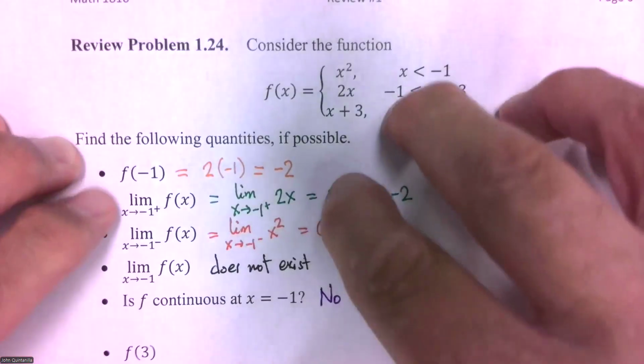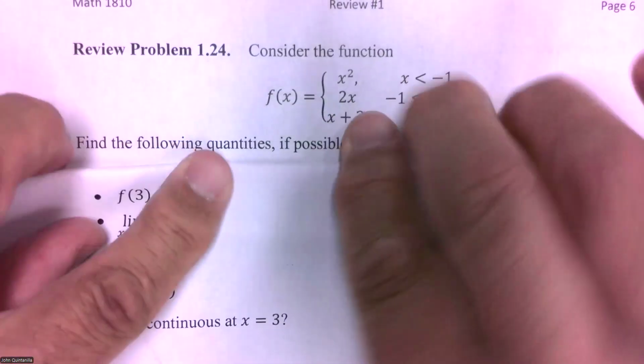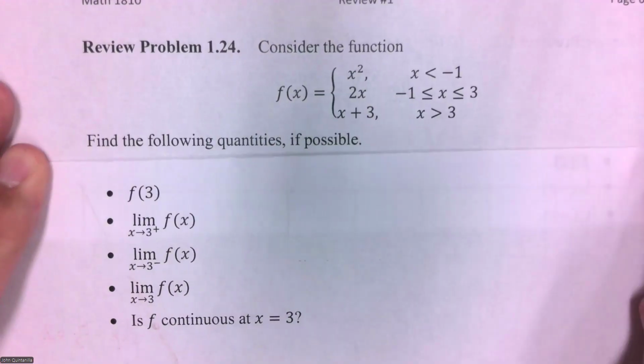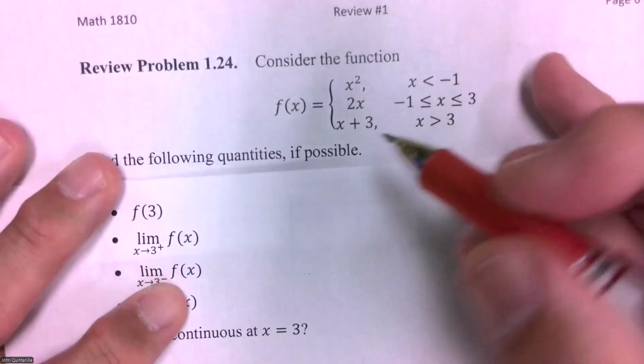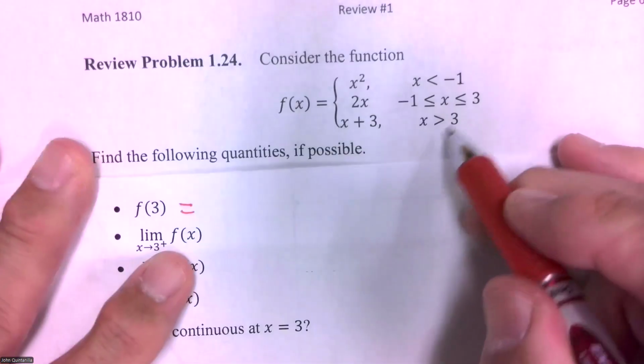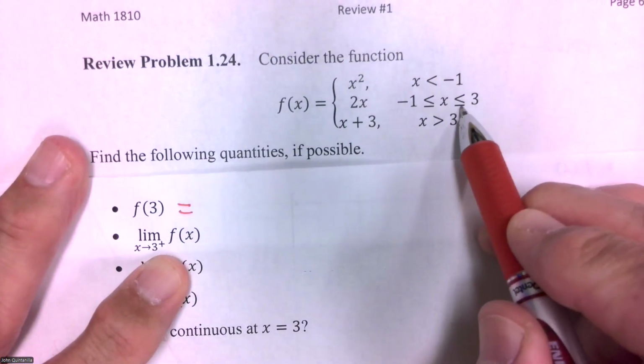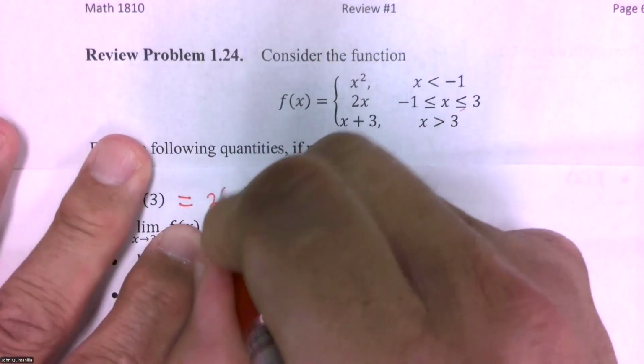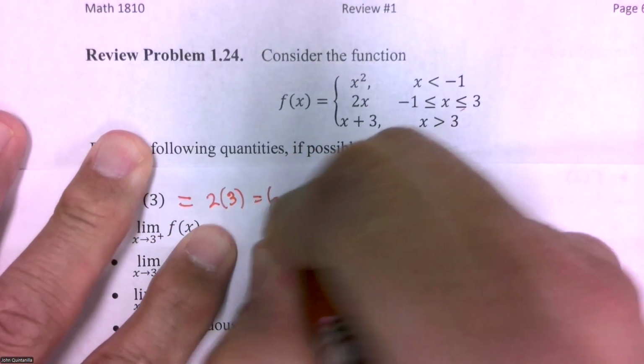Second part, let me try to fold this over cleanly. Let's do the same kinds of questions. f of 3. So f of 3, and when x is equal to 3, again, because of the equal sign here, I use the middle rule. And so this will be equal to 2 times 3, which is equal to 6.